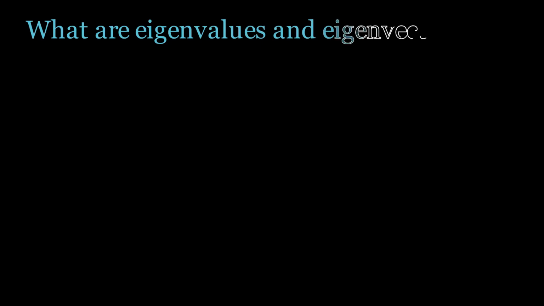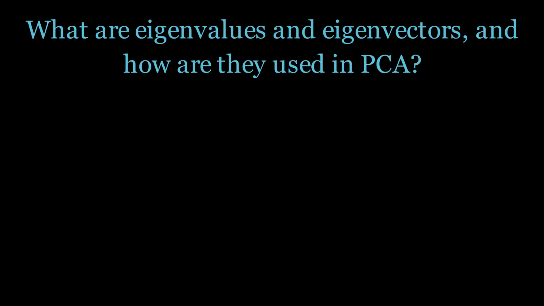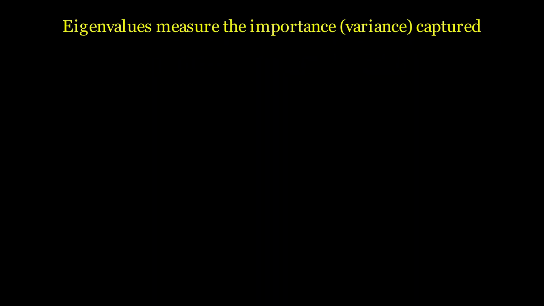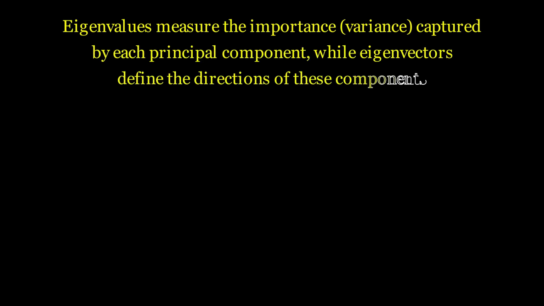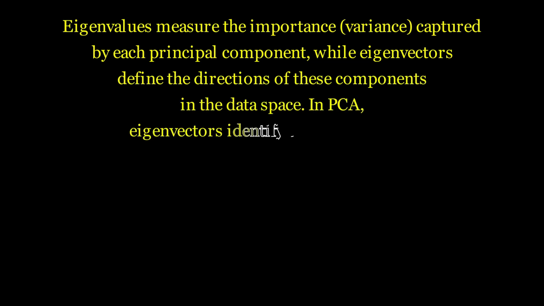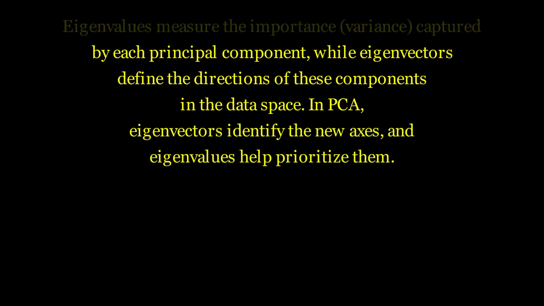And what are eigenvalues and eigenvectors and how are they used in PCA? Eigenvalues measure the importance, or variance captured, by each principal component, while eigenvectors define the directions of these components in the data space. In PCA, eigenvectors identify the new axis and eigenvalues help prioritize them.